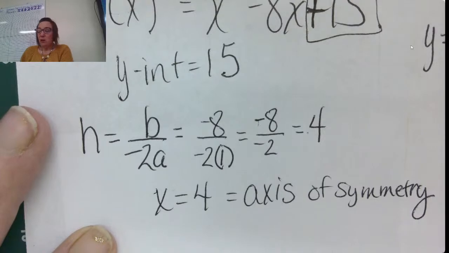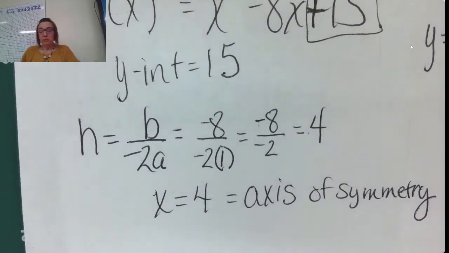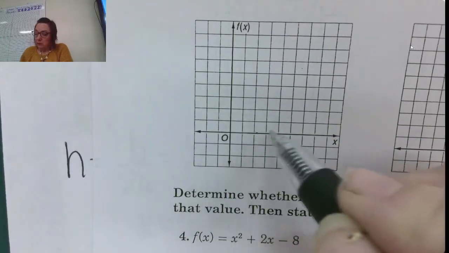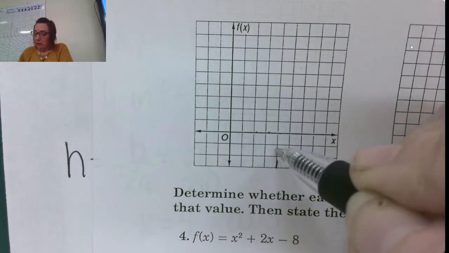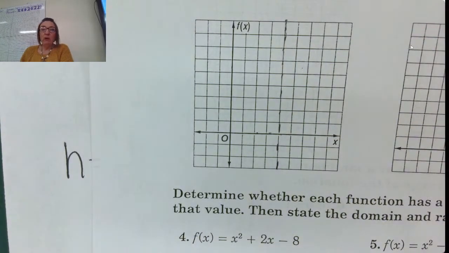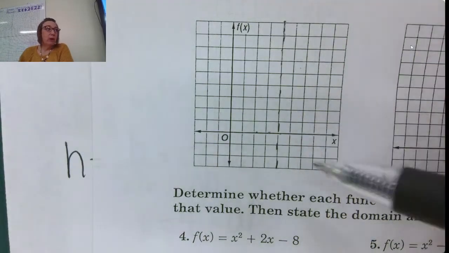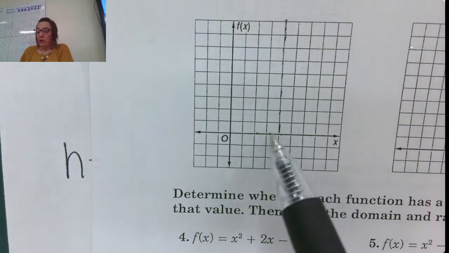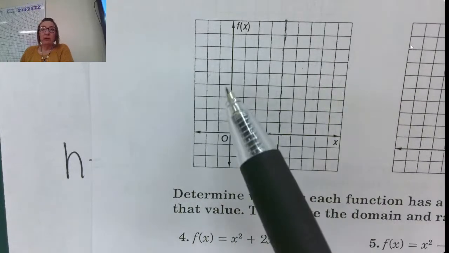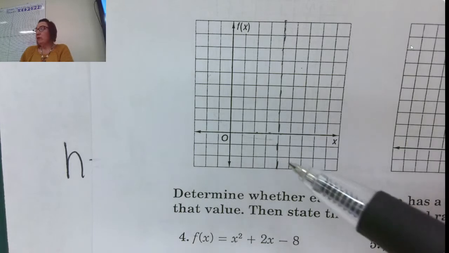Right? So here's what we know. We go to our graph. We know that right here, our vertex is going to be somewhere on that line. Somewhere. We don't know where, but somewhere on that line. We know that this is going to be our parabola going this way. We know that our y-intercept was 15.